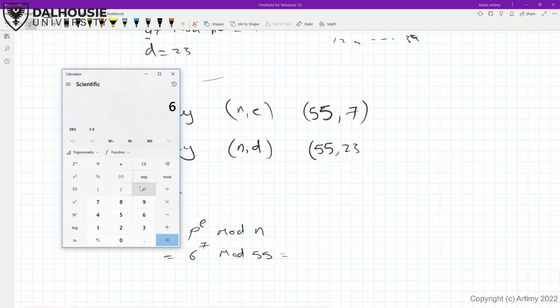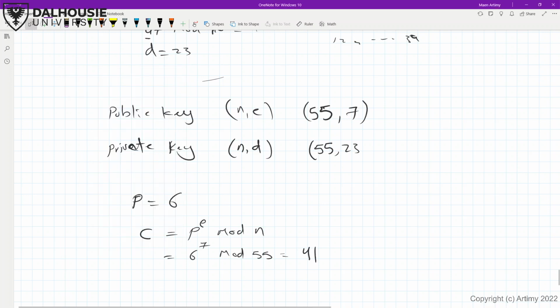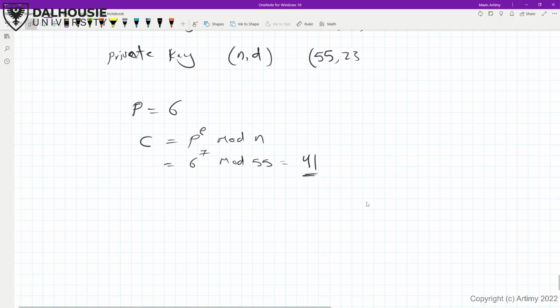Six to the power 7 mod 55, so 41. So that's our ciphertext. All right, so if I want to get back the plain text, that's C to the power D mod N.